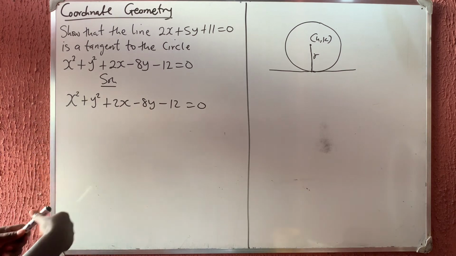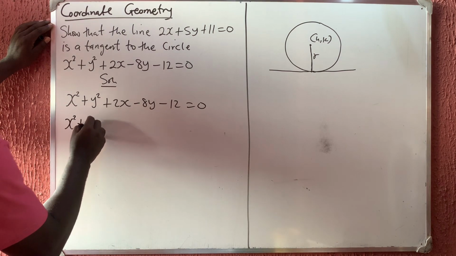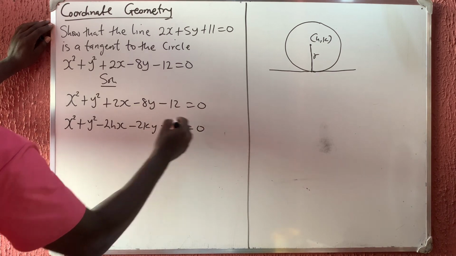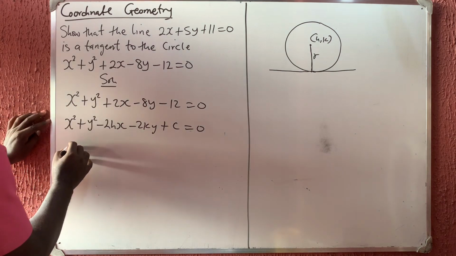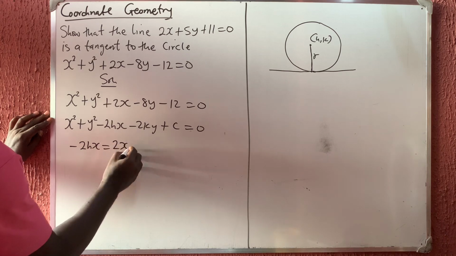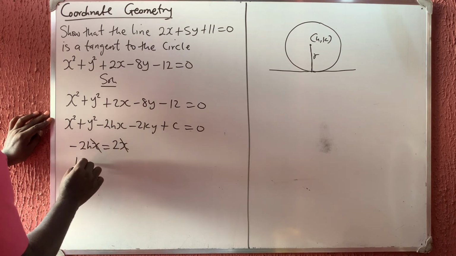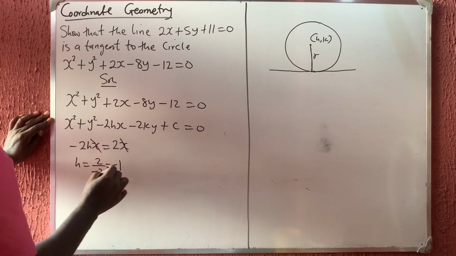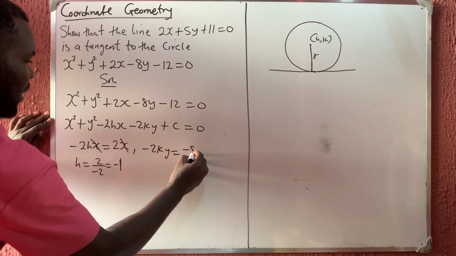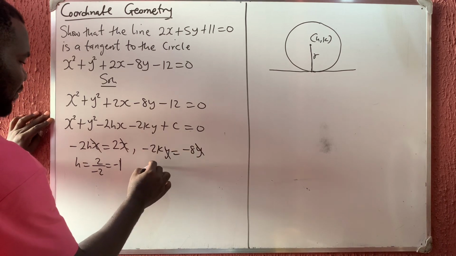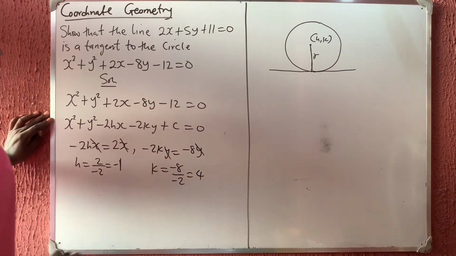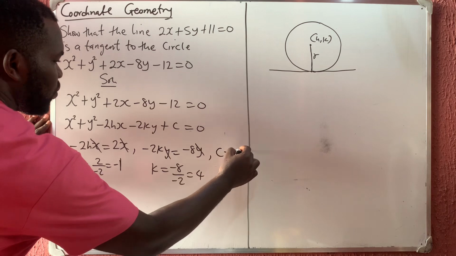All right, so let me use the formula method: x squared plus y squared minus 2hx minus 2ky plus c equals 0. If you compare this, minus 2hx should be equal to 2x. So h is equal to 2 divided by minus 2, which is minus 1. Comparing again, minus 2ky is equal to minus 8y, so k is equal to minus 8 divided by minus 2, which is 4. Then finally, c is equal to minus 12.